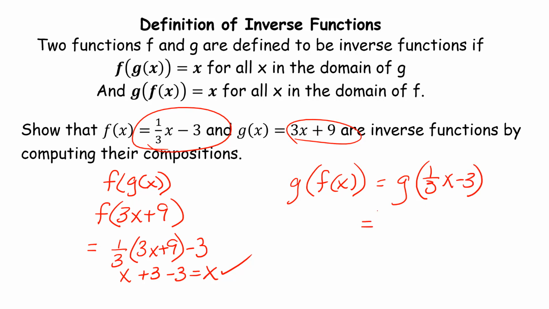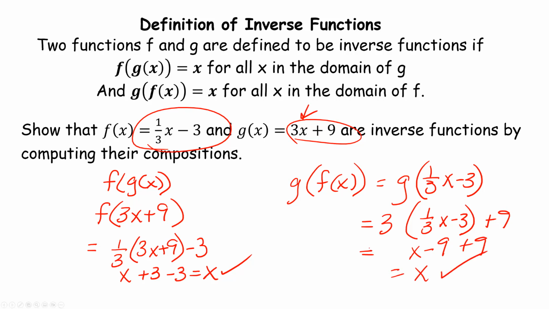And so you take 1/3 x minus 3 and put it into the g function, wherever you see an x. So that's going to be 3 times 1/3 x minus 3 plus 9. And that is 1x, or just x, minus 9 plus 9, which is x. The two functions, g and f, are inverses.